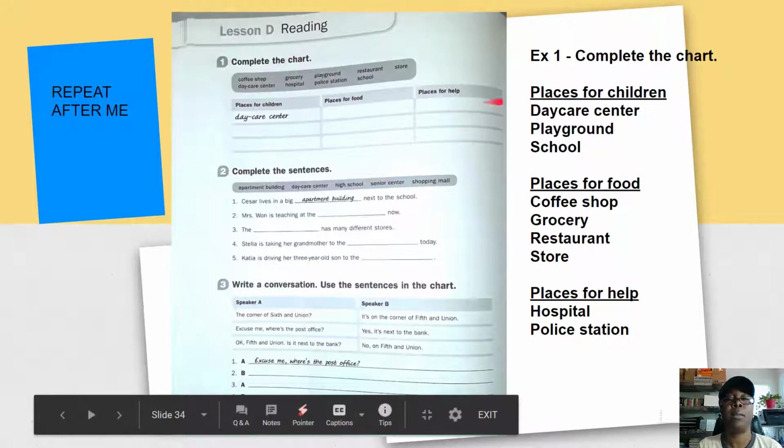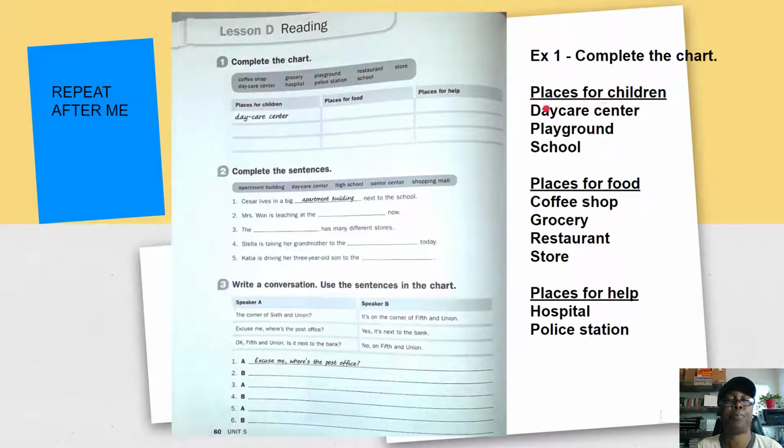So number one, places for children. They already gave us daycare center. Another place for children is a playground. Kids love the playground, right? And then, of course, school. Daycare center, playground, and school. So these are three places for children.